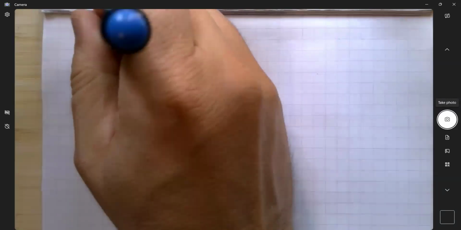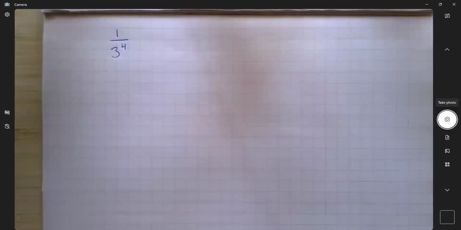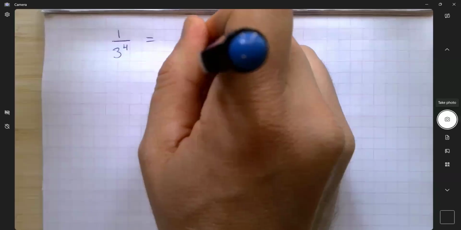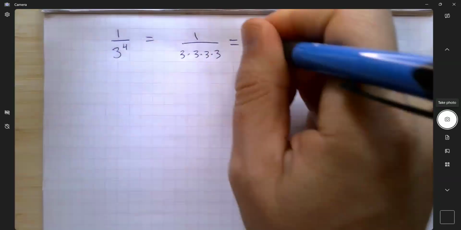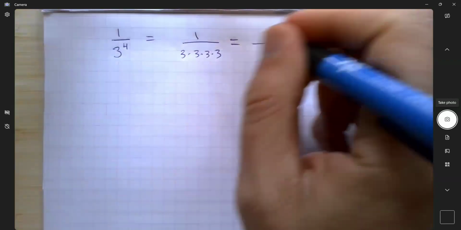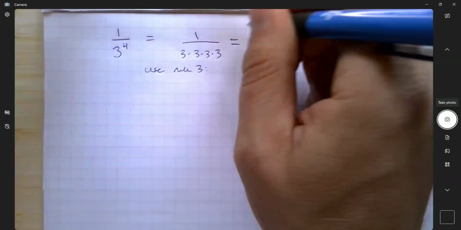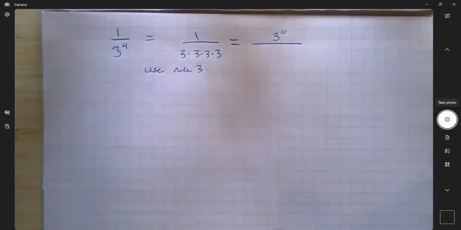I can do this rule in two different ways as well. Let's look at 1/3 to the 4th. Well, that's 1 divided by 3 times 3 times 3 times 3. Again, we're going to use rule 3 and rewrite the 1 as 3 to the 0. That's what I just said.